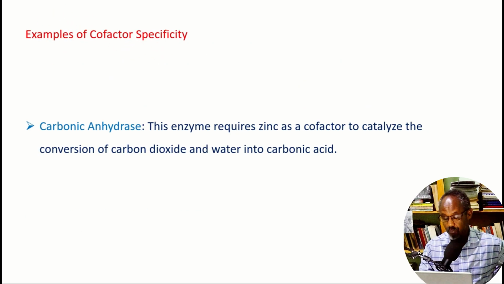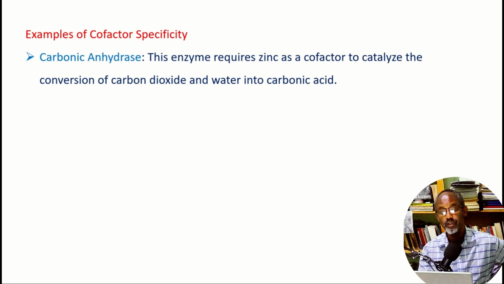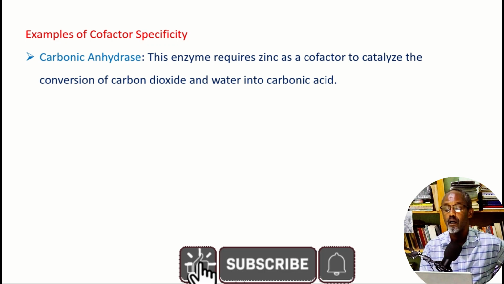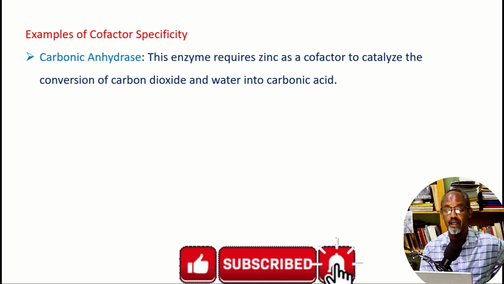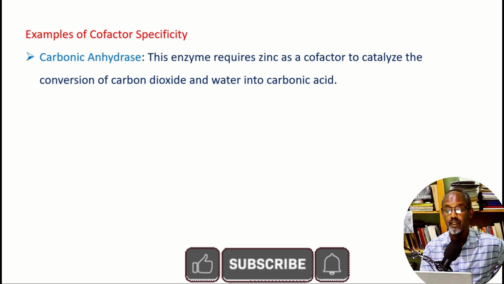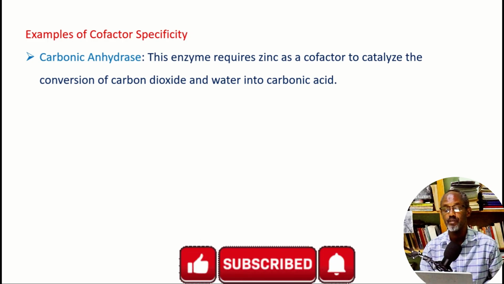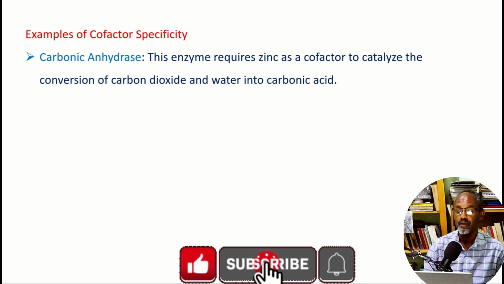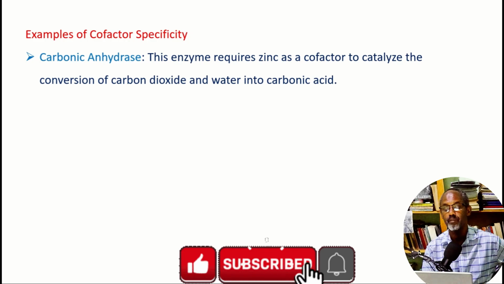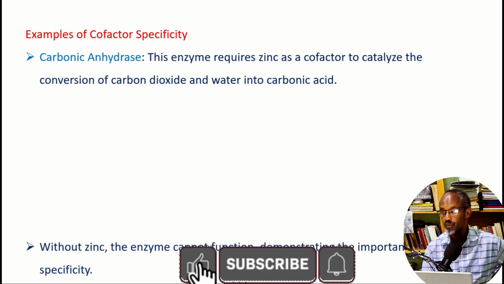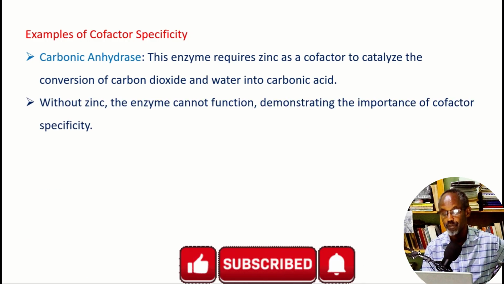Examples of cofactor specificity, you can see carbonic anhydrase. This enzyme requires zinc as cofactor to catalyze the conversion of carbon dioxide and water into carbonic acid. This is one of the busiest enzymes in your circulatory system, carbonic anhydrase. It helps the removal of carbon dioxide from your body. Therefore, the cofactor, that is mineral ion zinc, if there is zinc deficiency, the activity of carbonic anhydrase will be impaired. Without zinc, the enzyme can't function, demonstrating the importance of cofactor specificity, you see.